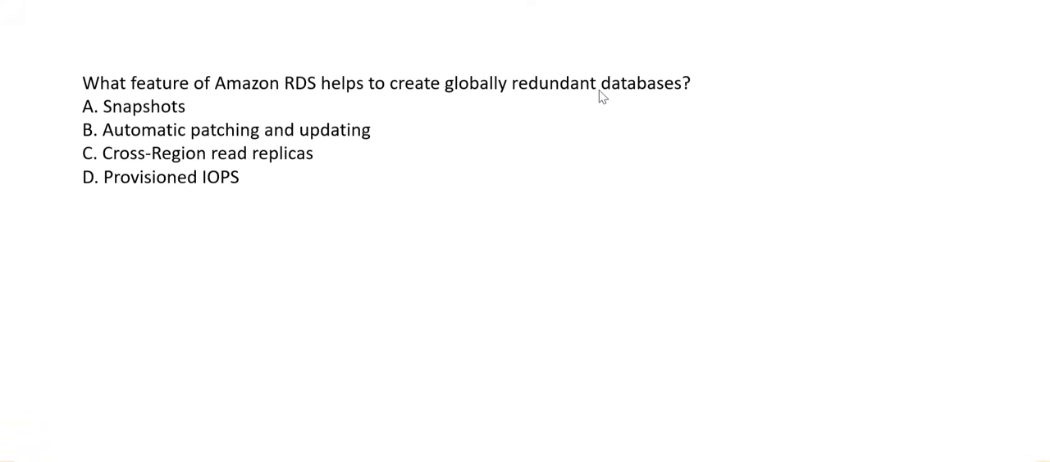What feature of RDS helps you to create globally redundant databases? What it means is you have a database in the east region of North America, and you want to create a redundant database. Redundant means duplicate, and you would also want to do that in the west coast region, and in one of the European regions, maybe London. That will provide better read capabilities for your applications for customers sitting in those locations. So the question says which feature of RDS helps to do that.